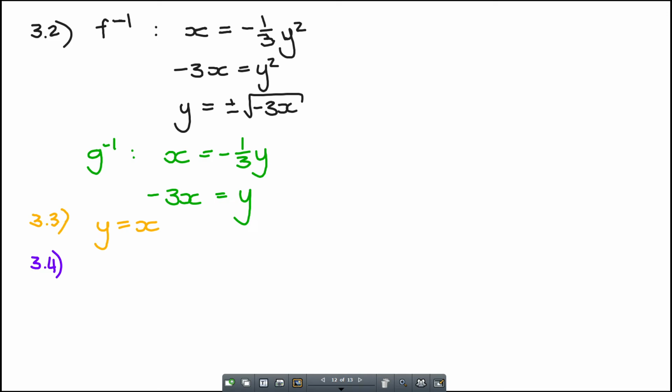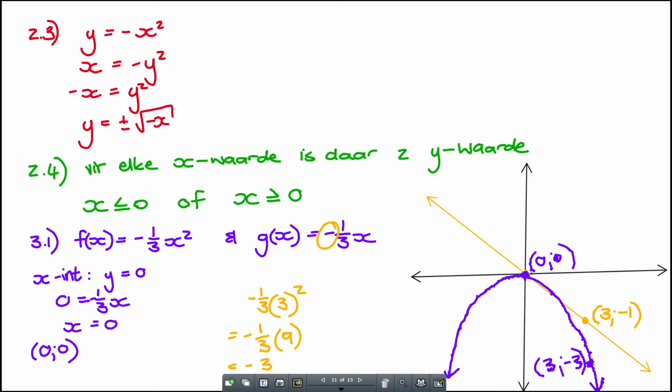Right, 3.4. Teken die grafiek van die inverse op dieselfde asstelsel as fx. I don't know if I'm going to have space. Okay, so fx was the purple one, no? Okay, ek gaan hom maar teken in rooi. So the origin will stay the same because if I switch that x and y value around, it's going to stay the same thing. Now that point, the x and the y value will switch around. So x will be minus 3 and y will be 3. Kom ons sit hom maar daar.